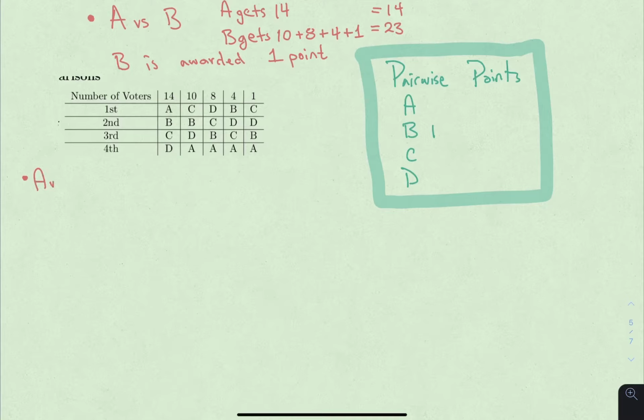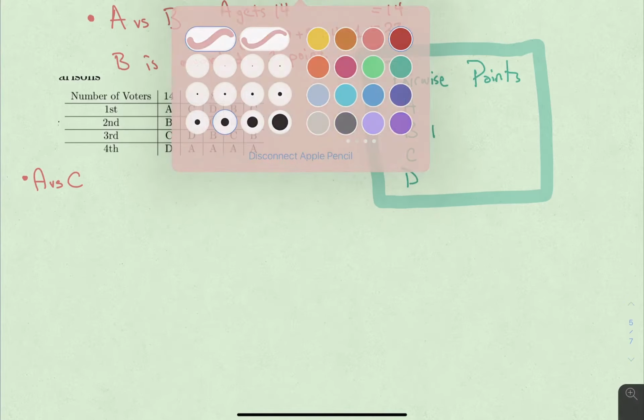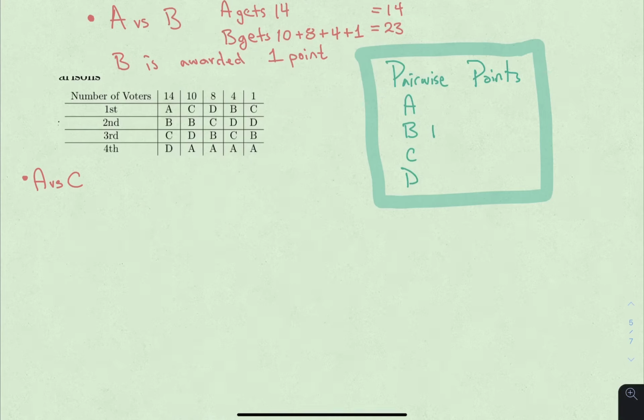So there's also A versus C. And so we go into our preference schedule, and if it's just A versus C, then B and D are not in the competition. The first 14 people go to A. The next 10 all go to C. The next 8 go to C. Oops. The next 4 go to C. And the last one also goes to C.